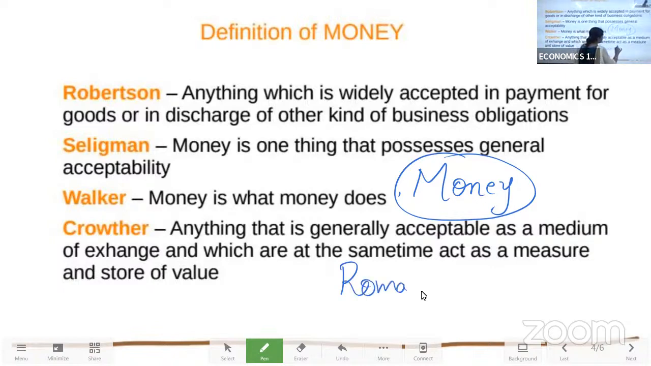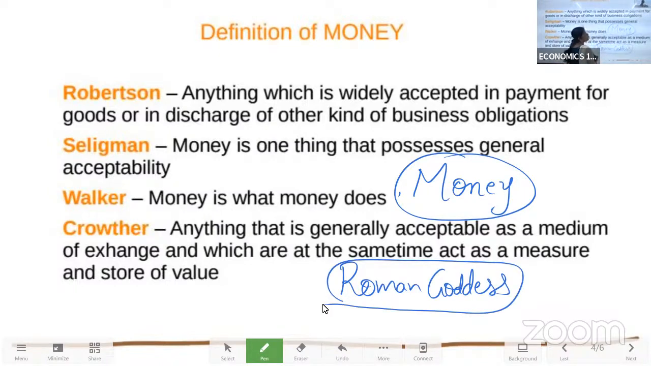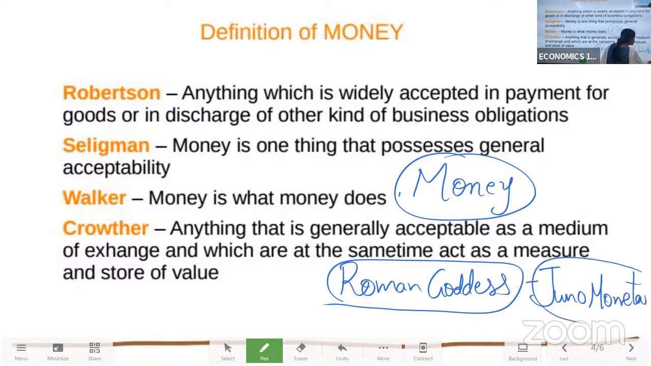Okay. The Roman goddesses. The term money has derived from a Roman goddess's name. That name is Juno Moneta. She is a Roman goddess, and from this goddess's name the word money has derived. Okay, Juno Moneta.